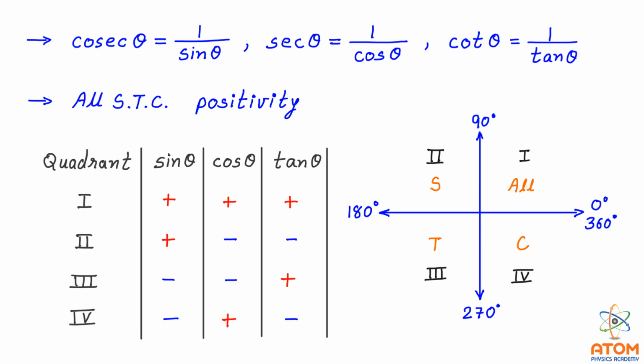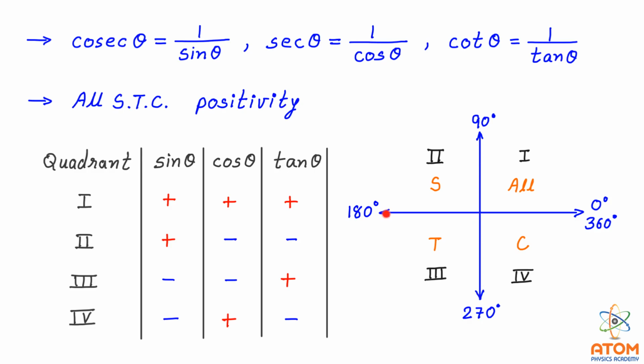Also, you know that cosec theta is 1 upon sin theta, sec theta is 1 upon cos theta, and cot theta is 1 upon tan theta. Now, this is something very important. All STC positivity. This is about which function will be positive in which quadrant.